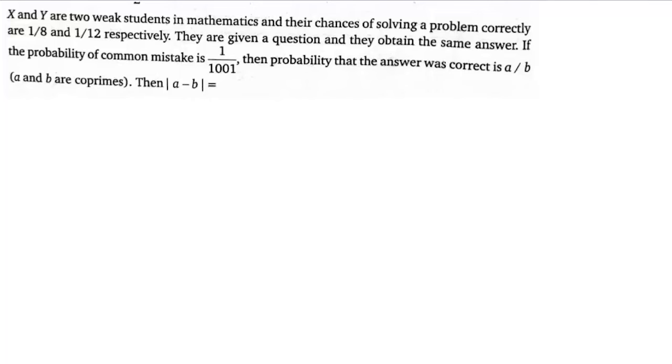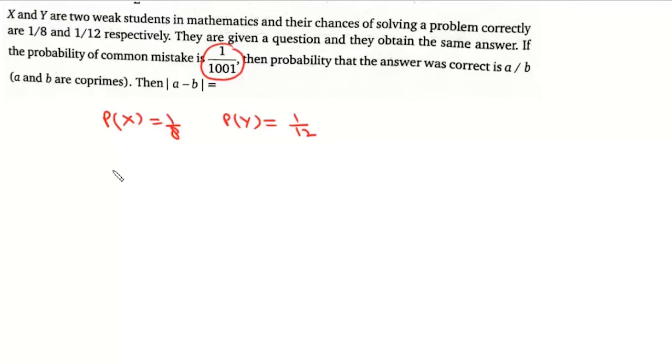Now here the question is, X and Y are two weak students in mathematics and their chances of solving a problem correctly are 1 by 8 and 1 by 12. So the probability that X solves the problem correctly is 1 by 8 and Y solves the problem correctly is 1 by 12. Now it says they are given a question and they obtain the same answer. If the probability of a common mistake is 1 upon 1,001, then the probability that the answer was correct is A upon B, where A and B are co-prime. Then find the value of |A - B|.